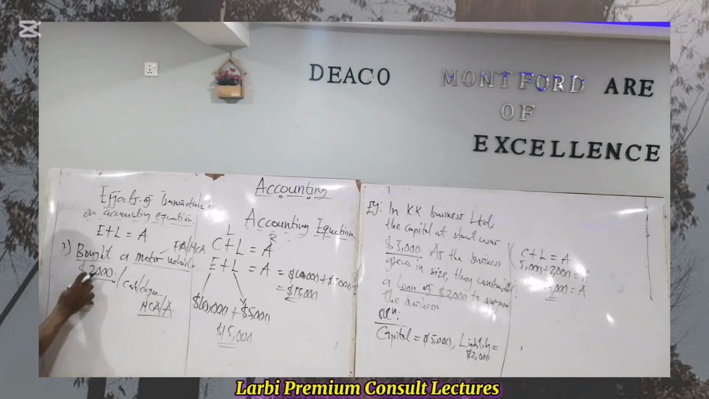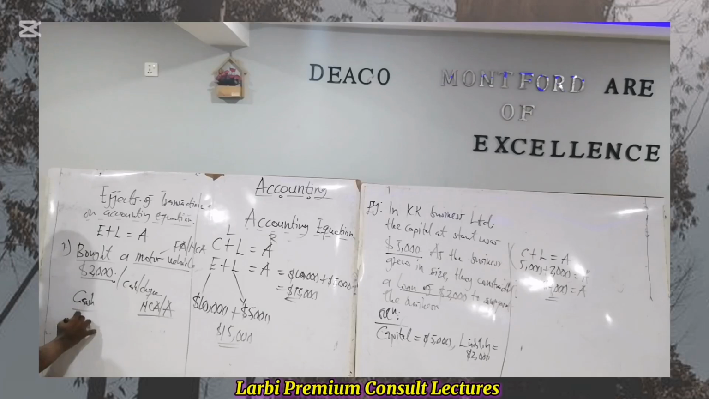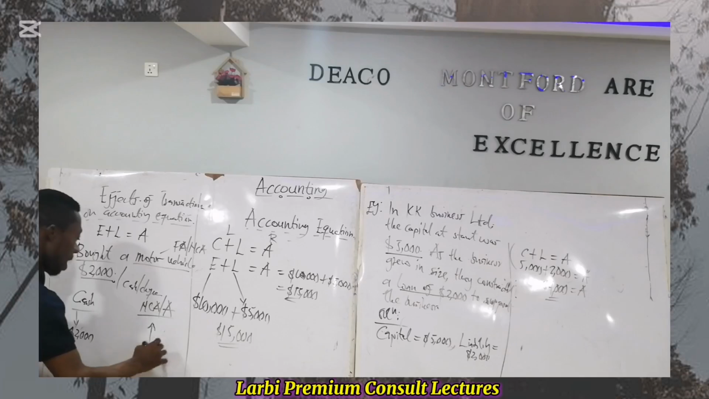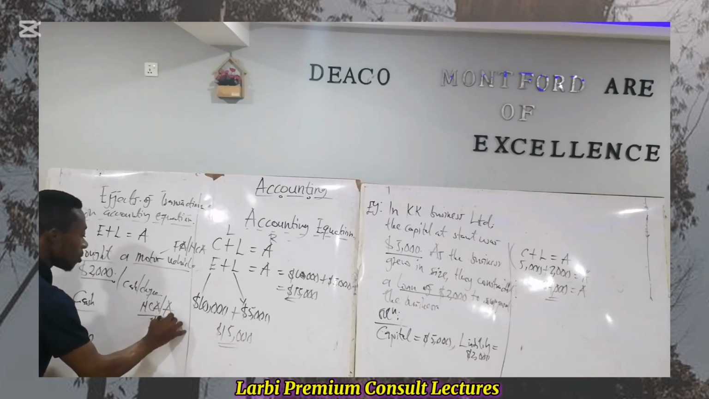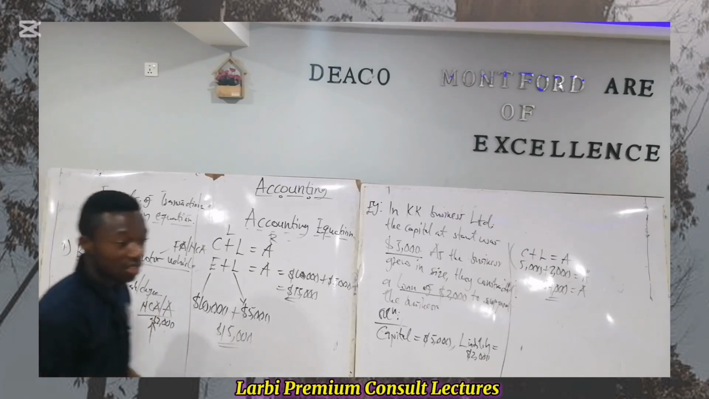So that means here, we bought a motor vehicle with cash worth $2,000. That means our cash is decreasing, it's reducing, because cash of $2,000 has gone out through the purchase that we made for the motor vehicle. So there is a decrease in cash by $2,000, and there is also an increase in our fixed asset by $2,000. This is how we analyze the effect of the transaction on the accounting equation.